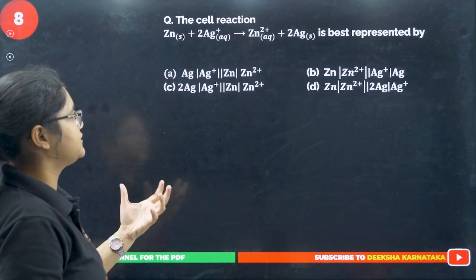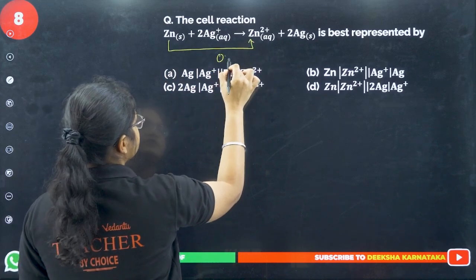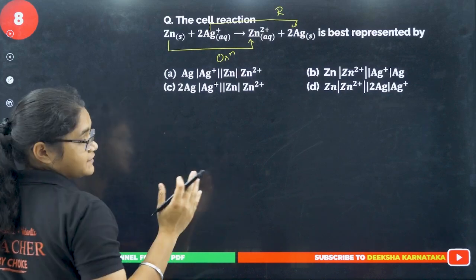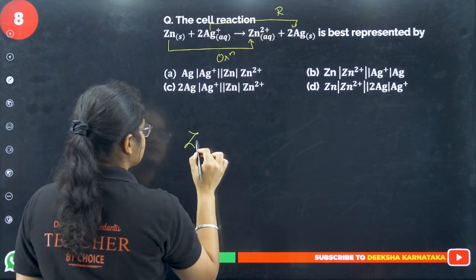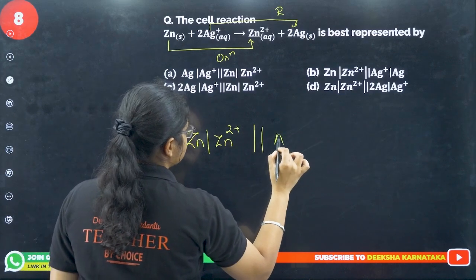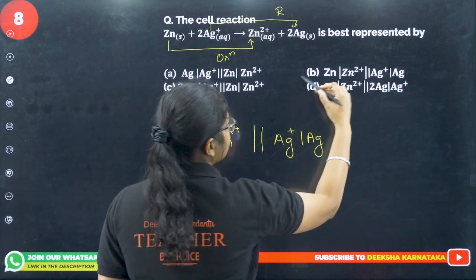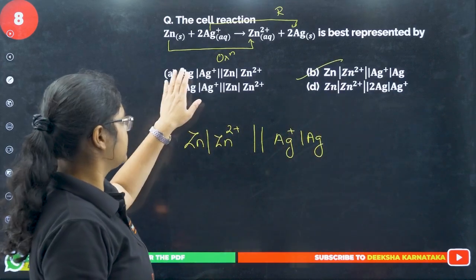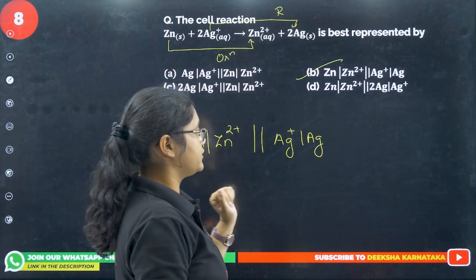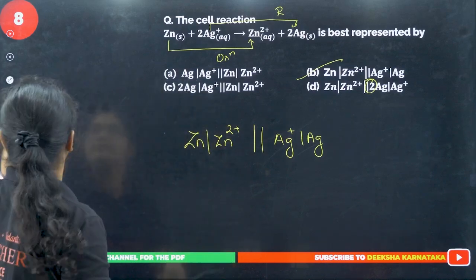The cell given is best represented by... This is a good question. You can see Zn is undergoing oxidation, and Ag plus is undergoing reduction. So the left side is always oxidation. I will write Zn undergoing oxidation, then you have the salt bridge and silver undergoing reduction. So which is this option? Option number B. This is completely wrong because Zn is shown on the reduction side, the right hand side. Zn should be on the left hand side, and this 2 will not be required. So that is why option number D is incorrect.